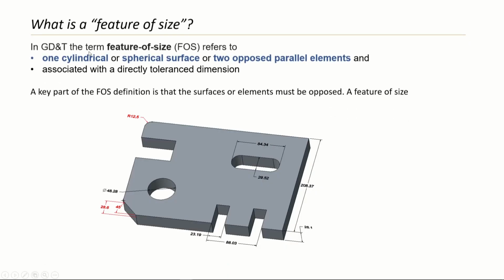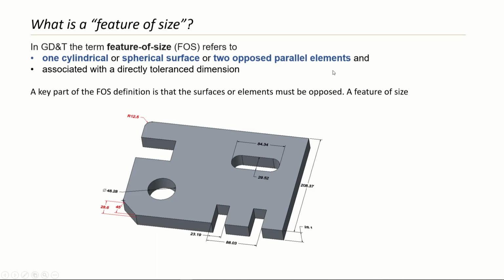Starting with the feature of size, what exactly is a feature of size? In GD&T, the term feature of size refers to one cylindrical or spherical surface, or two opposed parallel elements, and it should always come with a dimension. These are the two basic things that should always be there in order to make it a feature of size: whether it is a cylindrical part, a spherical part, or two opposed parallel elements, with a dimension.